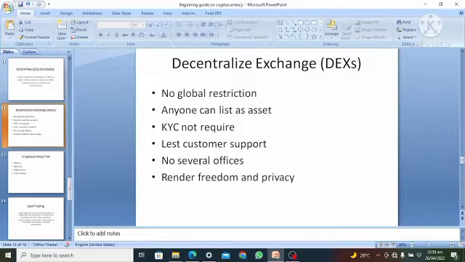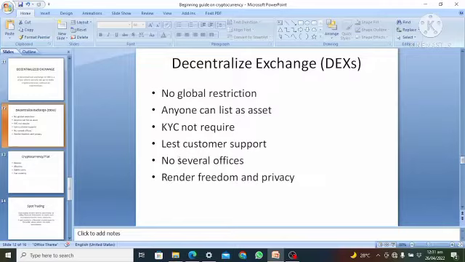That is two. Three, KYC not required. But in centralized exchange, we saw that KYC, know your customer verification, is a must. It's not an option, because in that place there is no privacy. Everything is open to everybody. Nothing is closed or hidden. But in the case of decentralized, they say no KYC. This verification is not needed at this particular place.